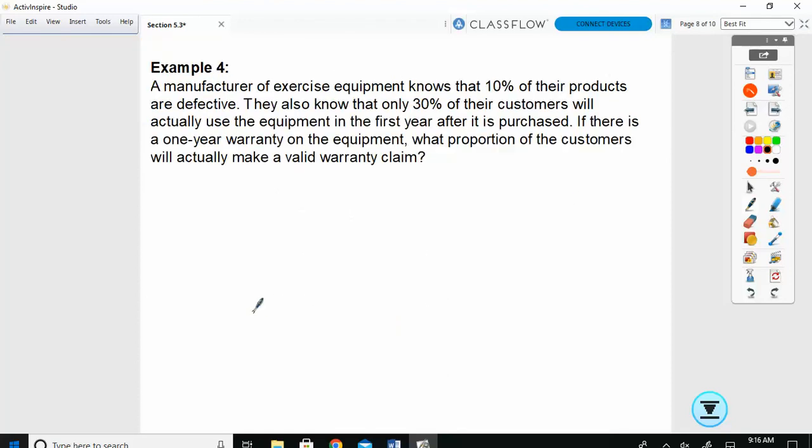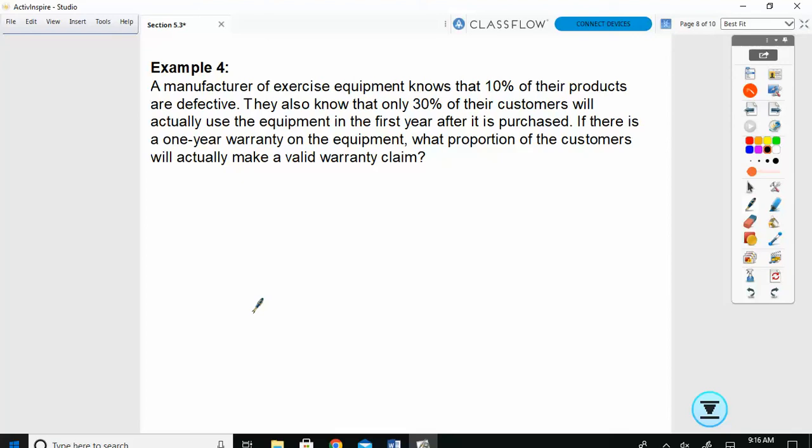All right. Let's look at this one. A manufacturer of exercise equipment knows that 10% of their products are defective. They also know that only 30% of their customers will actually use the equipment in the first year after it's purchased. If there is a 1-year warranty on the equipment, what proportion of the customers will actually make a valid warranty claim? So what conditions have to happen for somebody to make a valid claim?